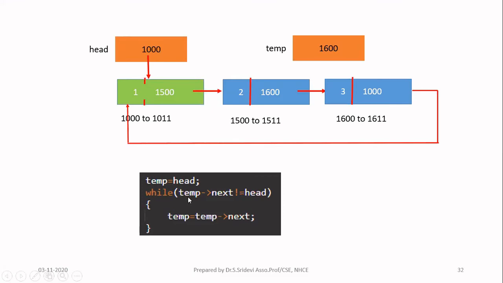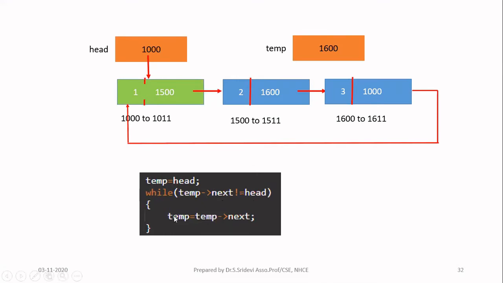Okay, I need to find out the last node. The last node is found by using this. You have to check whether the next field of temp is not equal to head. If it is true, you have not reached the last node. So further travel through the entire linked list so that you reach the last node. For that, I am changing temp is equal to temp arrow next.